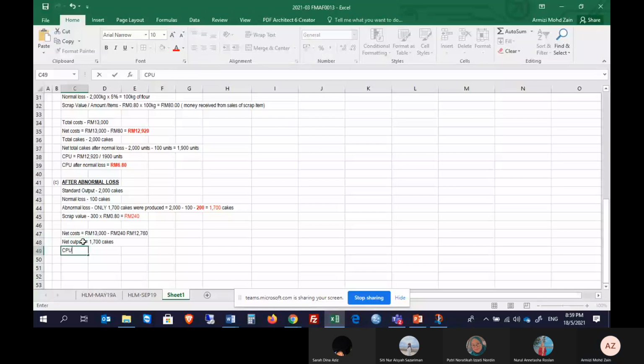CPU: 112,760 divided by 1,700 750. CPU equal to 75. Okay, this one: RM 212,750 divided by 1,700. So it's good as 5. Okay.